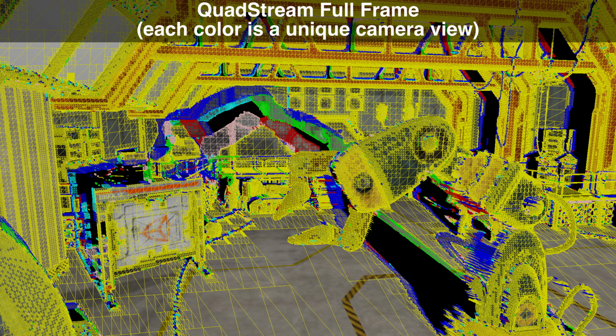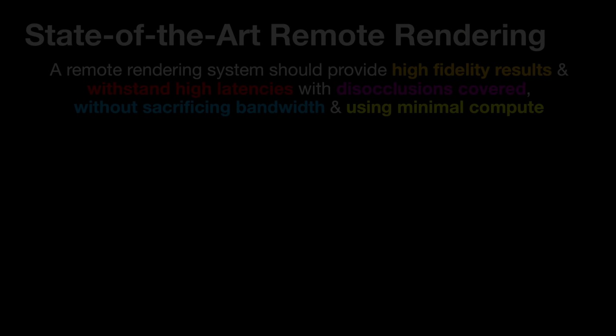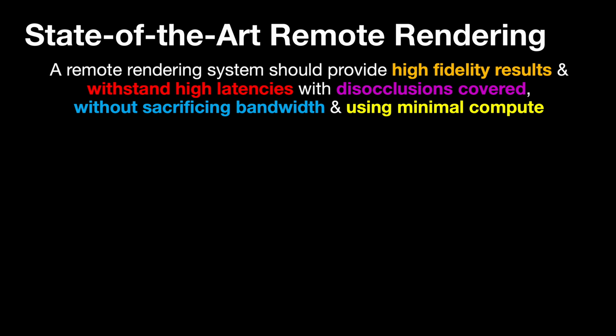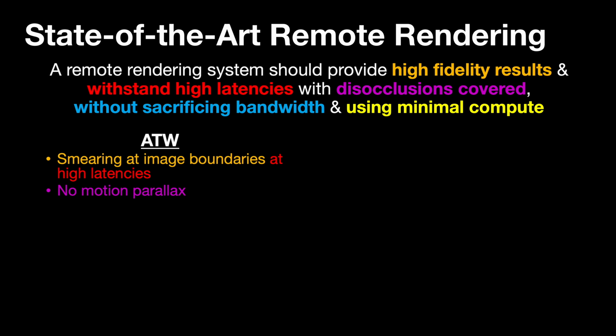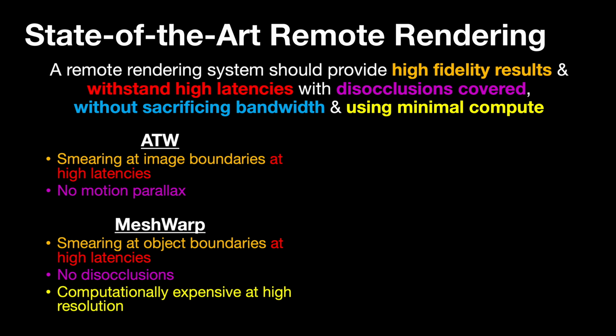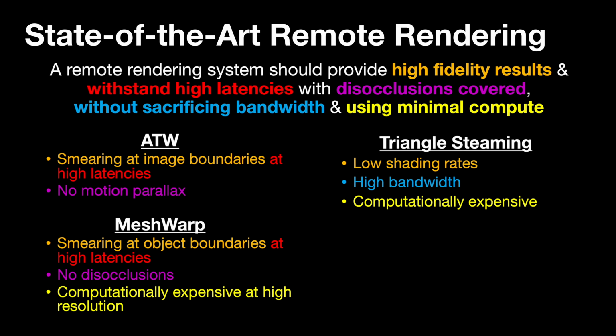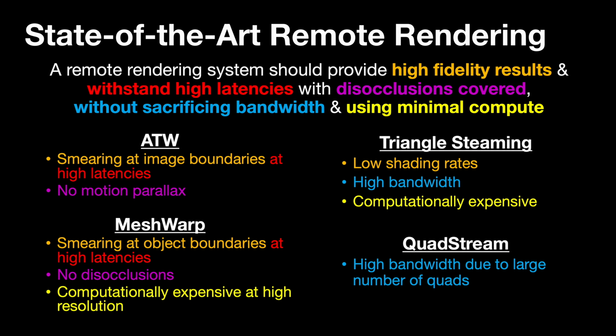While effective, this approach still requires high bandwidth and does not scale well under latency or network variation. Our goal is to create a streaming system that provides high-quality shading and withstands high latencies without sacrificing bandwidth or compute. Homography-based time warping produces smearing artifacts at high latencies and fails to capture motion parallax. Depth-based warping produces smearing artifacts at object edges and does not capture disocclusions. Geometry streaming systems are bandwidth intensive and can produce blurry image regions. Quad proxy-based systems like QuadStream can provide high shading rates but still require high bandwidth networks.